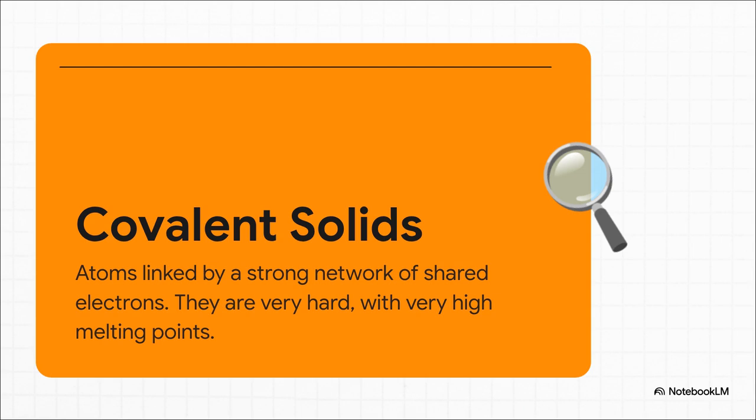Next up are covalent solids. Here, the atoms don't just attract each other. They actually share electrons, creating this unbreakable, interconnected web. Now, what this means is that a covalent crystal isn't made of a bunch of individual molecules. The entire crystal is basically one giant supermolecule. That's why diamond, which is just pure carbon, is one of the hardest materials we know of.